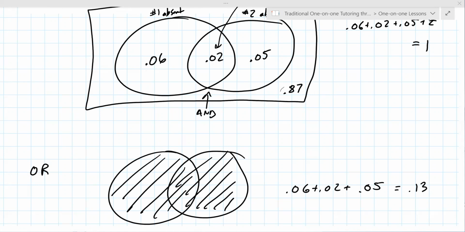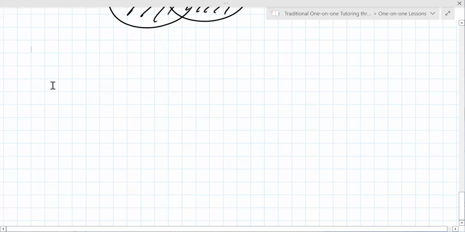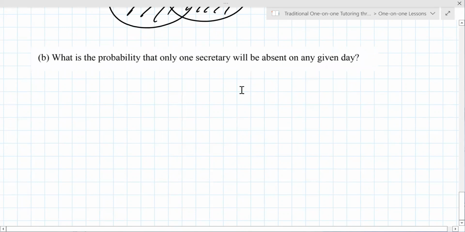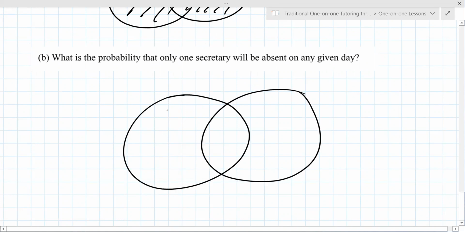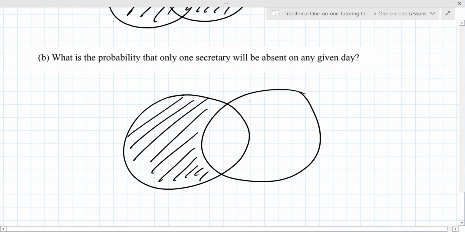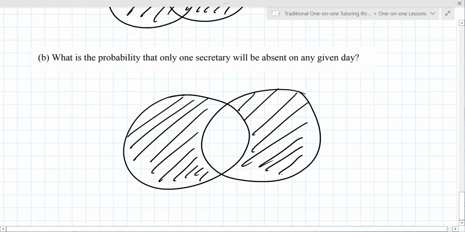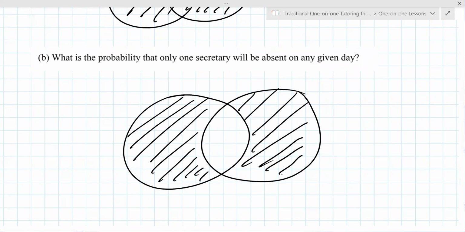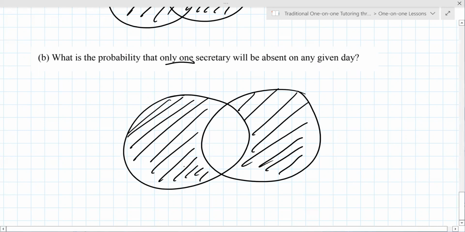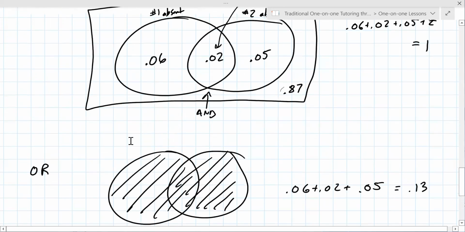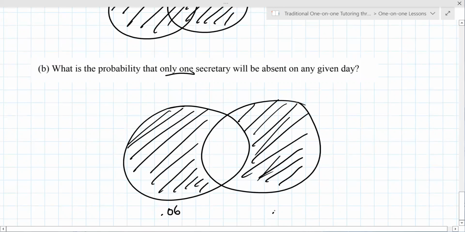Yes, and that sometimes is a question that's asked. There's schools that they always ask that question on their exams. So what is the probability that only one secretary will be absent on a given day? So this one means that the first one could be absent or the other one could be absent, but not both. So only one means it's either the first one was absent, the second one is absent, but not both. So it's the 0.06, and this is the 0.05. You add them together, 0.11.